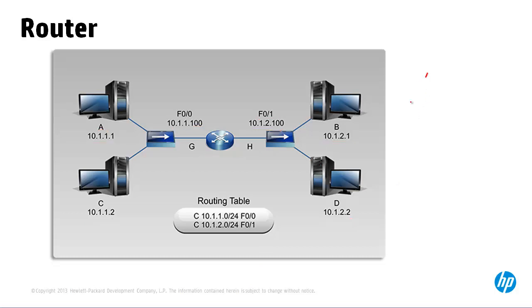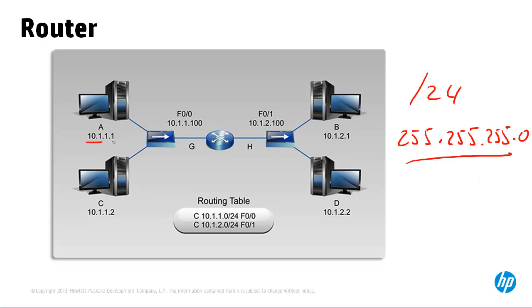In this topology, we're using a subnet mask of /24, which can also be written as 255.255.255.0. For simplicity, PC A and PC C are connected to a hub, which is connected to the router on FastEthernet 0/0. PC B and PC D are connected to another hub, which is connected to the router on FastEthernet 0/1. The router has therefore been configured with an IP address in the same subnet as A and C, and its FastEthernet 0/1 interface is configured in the same subnet as B and D.